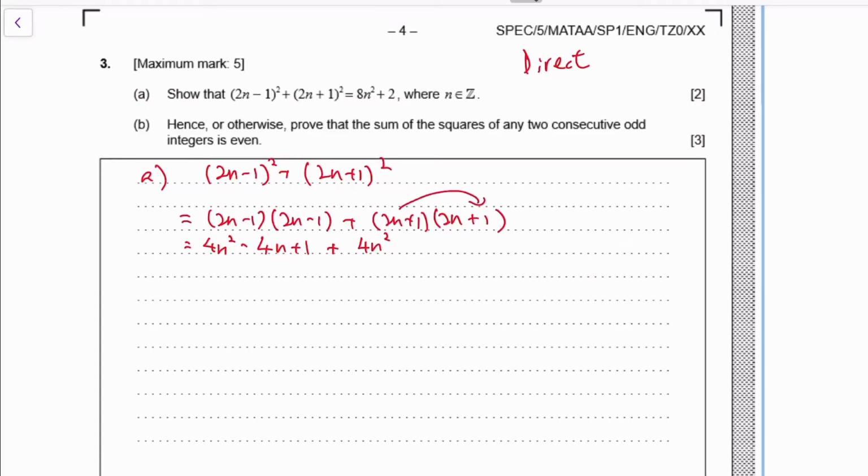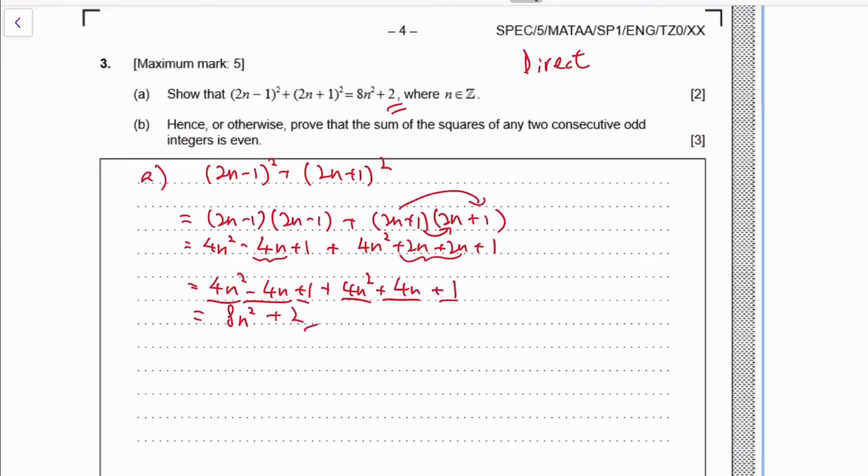Did I do it too fast? So it's plus 2n plus 2n plus 1. So this is 4n, similar to that one. Plus. So minus 4n and plus 4n would cancel out. 4n squared plus 4n squared is 8n squared, plus 1 plus 1 is plus 2. So that's it. We get the right-hand side. So hence prove that the sum of the square of two consecutive odd integers is even.